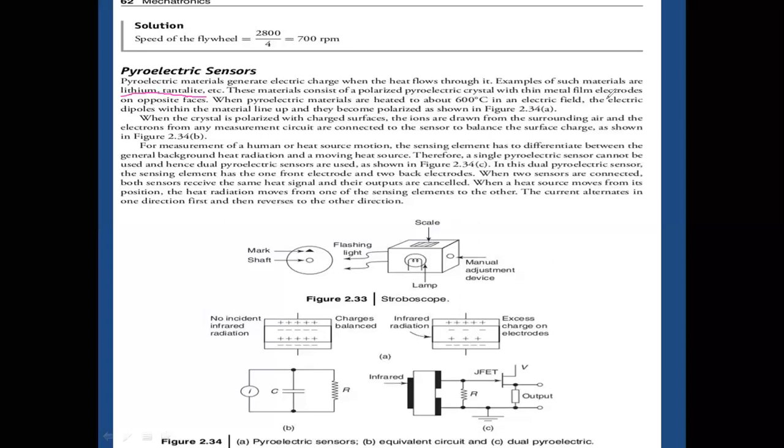As I discussed earlier, the electrical dipoles within the material line up and they become polarized, as shown in figure 2.34a. So the charged particles are getting polarized here. When the crystal is polarized with the charged surfaces, these two plates are the crystal, made up of polarized crystal.